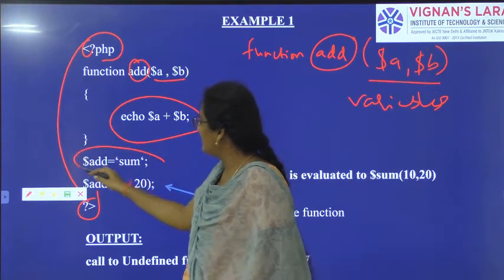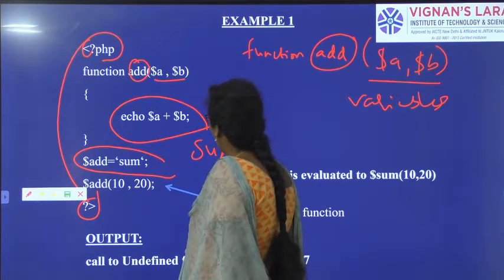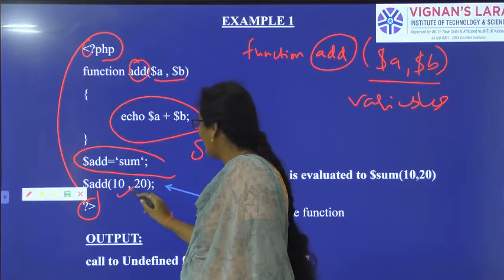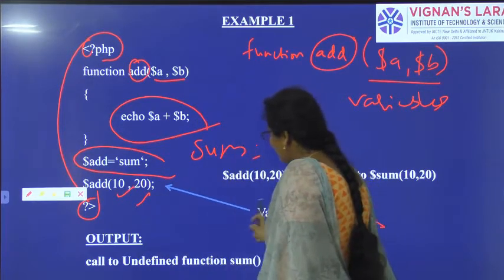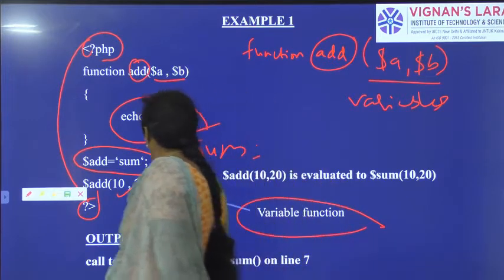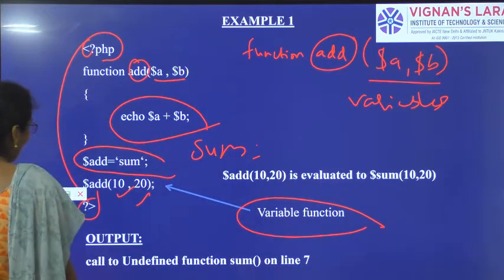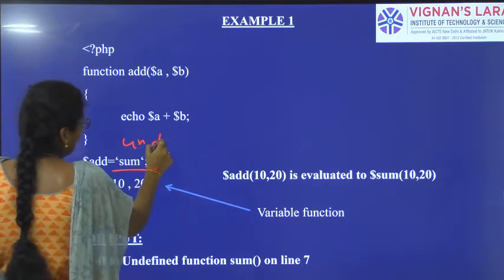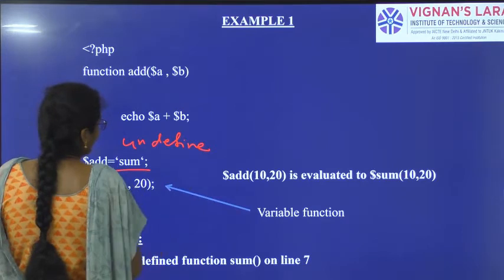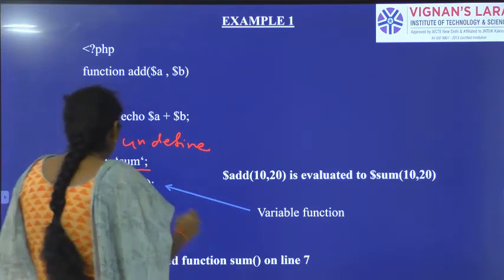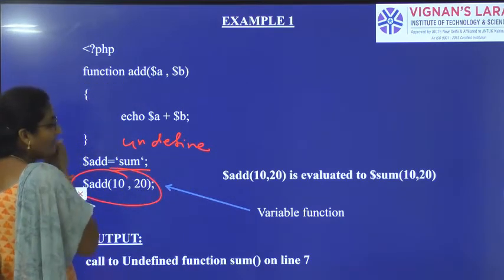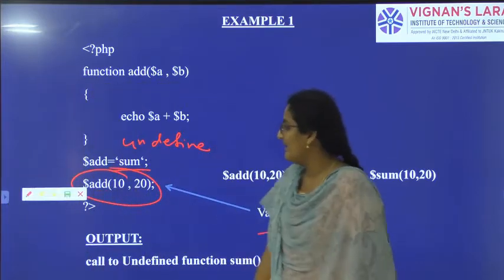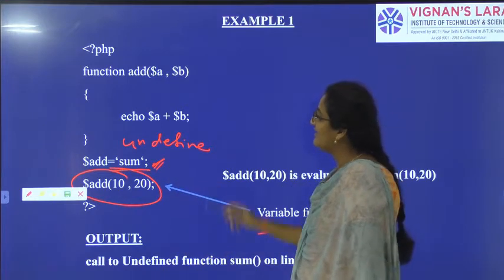I am using the word sum. I am storing the addition of these two, a and b. Value of a and b I have given 10 and 20. So this is the variable function. Call to undefined function sum on line 7. This sum function is undefined. So we cannot find the sum for $a and $b because this sum function is undefined.